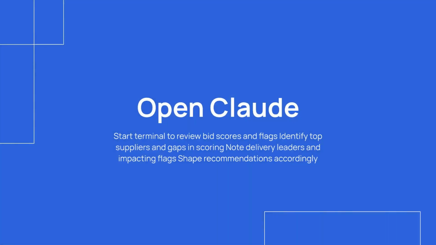Open your terminal and start Claude. Review the bid scores and scoring flags. Identify top suppliers and score gaps. Note delivery leaders and affecting flags. This shapes the recommendation's language.